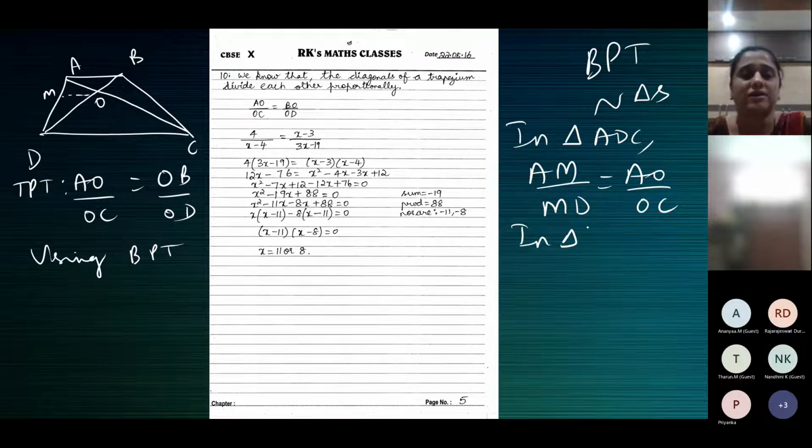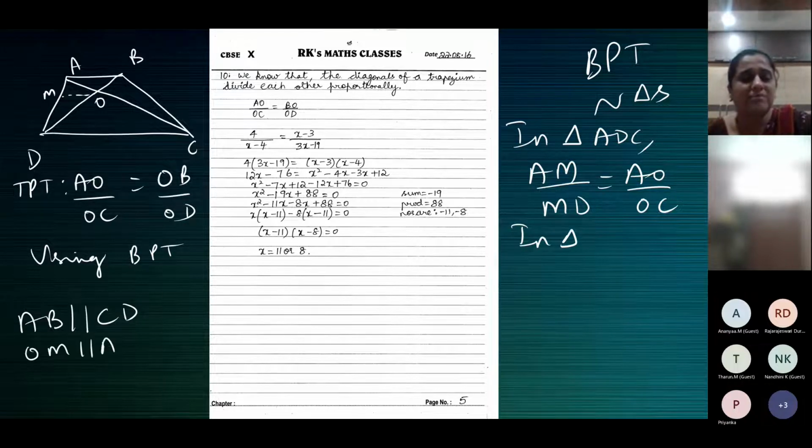Where do you have a set of parallel lines? You should take that triangle where you have a set of parallel lines. Which are the three lines parallel? Listen, children, because ABCD is a trapezium, we know that AB is parallel to CD. By construction, OM is parallel to AB. You can draw OM parallel to AB or CD. But since AB is parallel to CD, OM is also parallel to CD. All the three lines are parallel to one another.